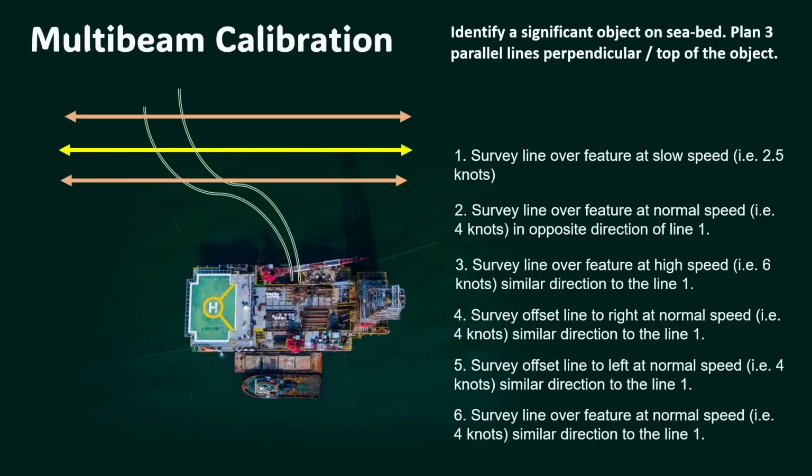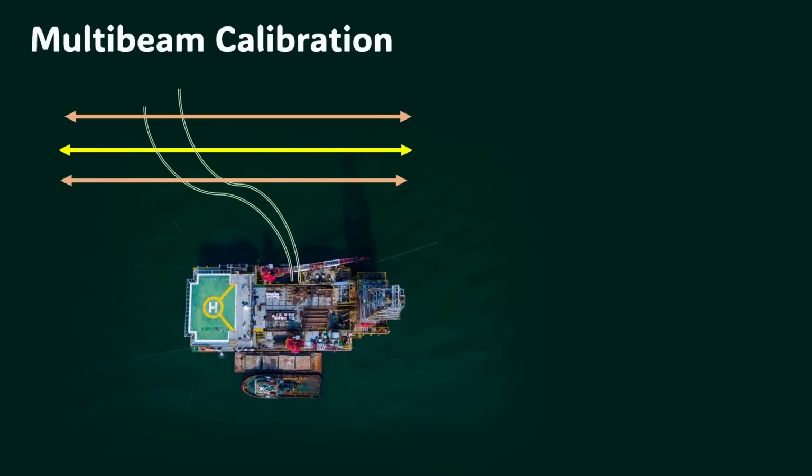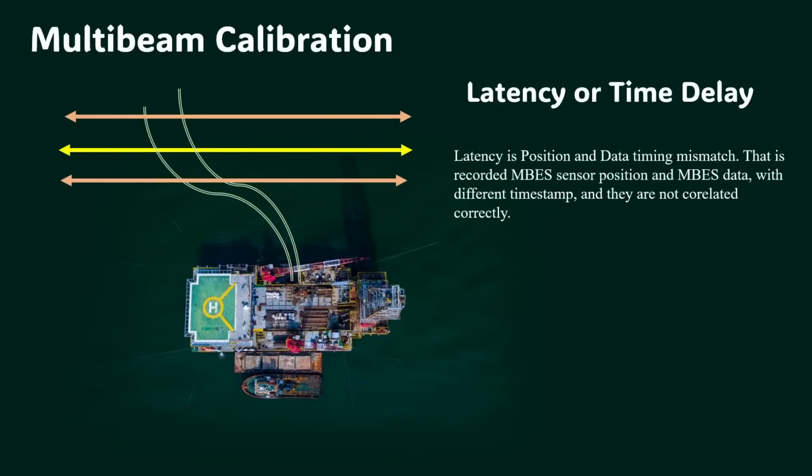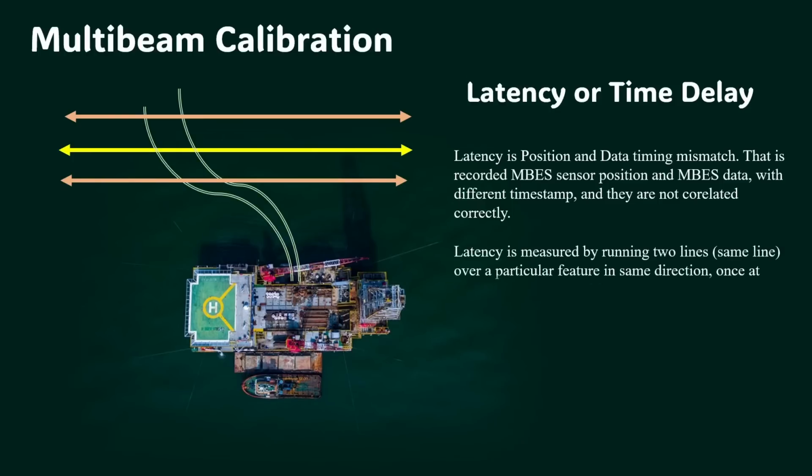Now once you have all the data, you can find out 4 different calibration parameters that you can apply to the data. First is latency or time delay. Latency is the position and data timing mismatch, that is, a recorded multibeam sensor position and multibeam data with different timestamps, and they are not correlated correctly. So the latency is measured by running 2 lines, the same line, over a particular feature in the same direction, once at a low speed and next at a higher speed.